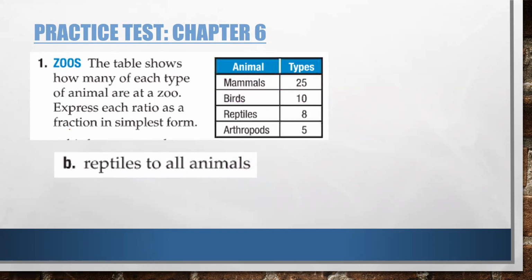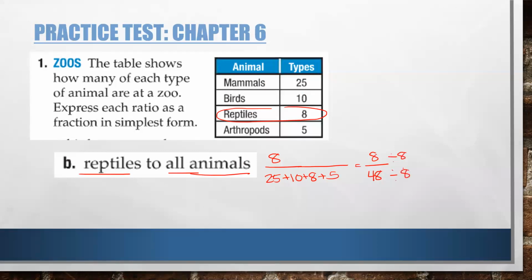Now it's asking you to compare reptiles to all the animals, okay? So for reptiles, there are 8 reptiles, and then for all the animals, you would have to add all of these together: 25 mammals, 10 birds, plus the 8 reptiles, and then the 5 arthropods. Okay, so this would be 8 as your numerator, and when you add everything together, you end up with 48.